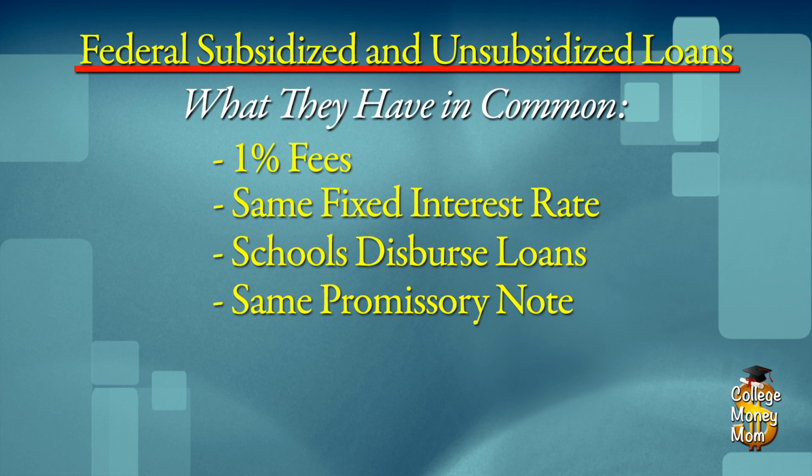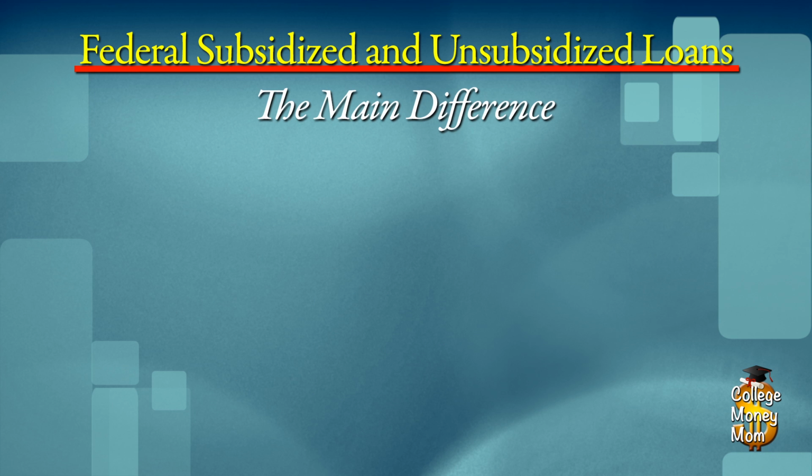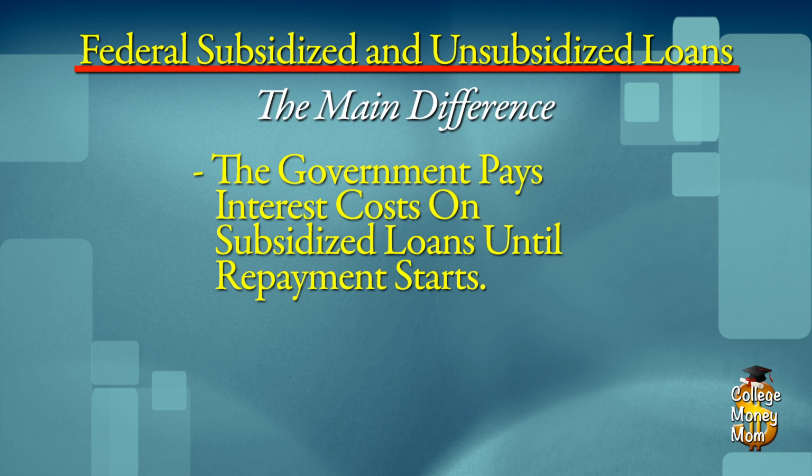Both loans give students a 6-month grace period before repayment must begin. Borrowers of both types of loans may be eligible for the same federal repayment programs. The main difference between federal subsidized and unsubsidized loans is that the government pays the interest costs on the subsidized loans while the undergraduate borrower is still in school at least half time and during the 6-month grace period before repayment starts. This is not the case for unsubsidized loans.